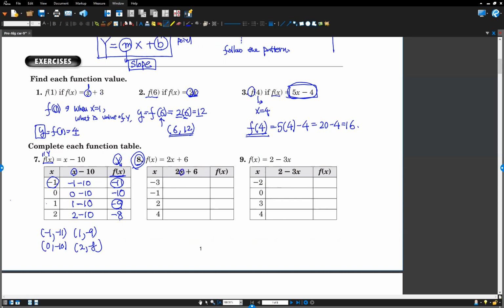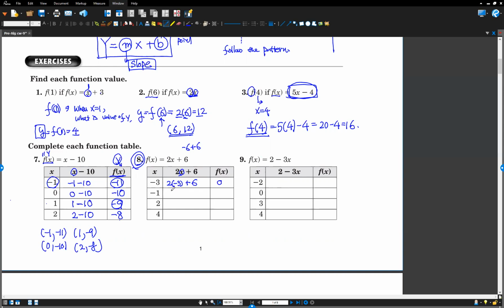Put x equals -3: 2 times -3 plus 6. How much is that? 2 times -3 is -6. And -6 plus 6 is how much? Equal 0, right? Okay, all right.